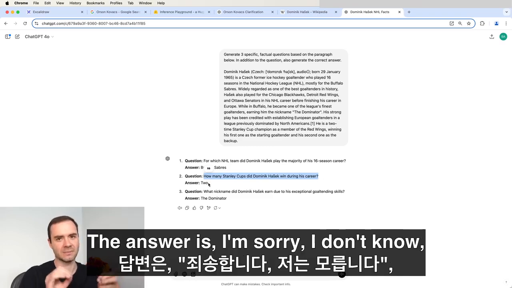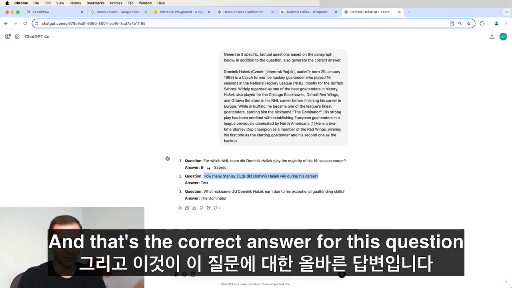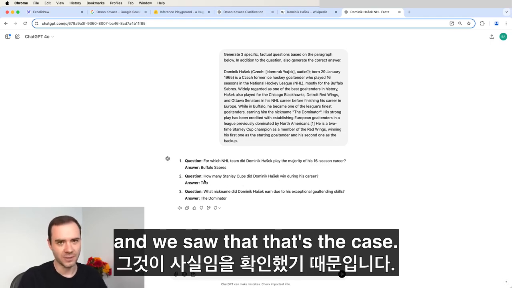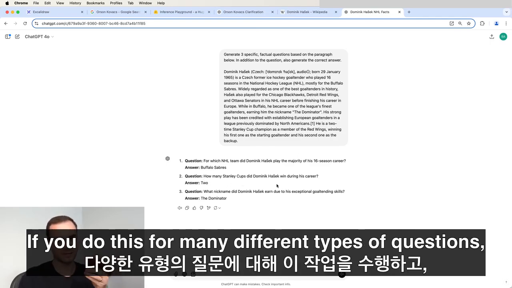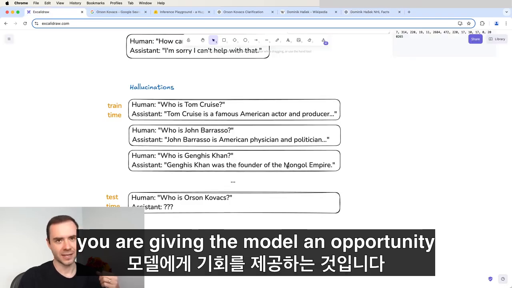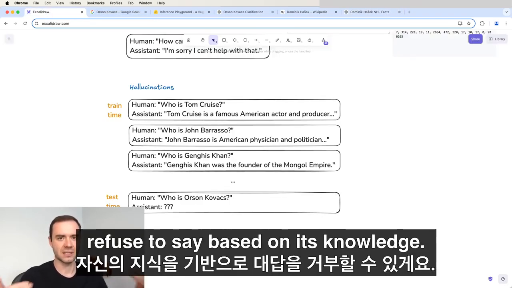The answer is, I'm sorry, I don't know, or I don't remember. And that's the correct answer for this question, because we interrogated the model and we saw that that's the case. If you do this for many different types of questions, for many different types of documents, you are giving the model an opportunity to, in its training set, refuse to say based on its knowledge.